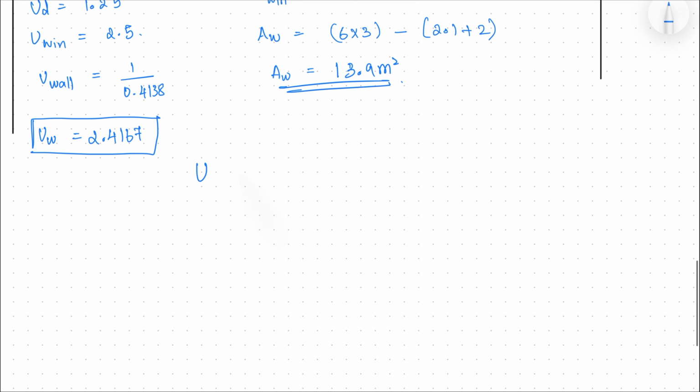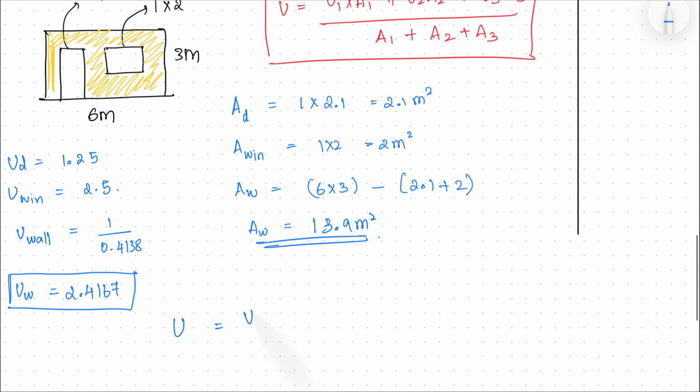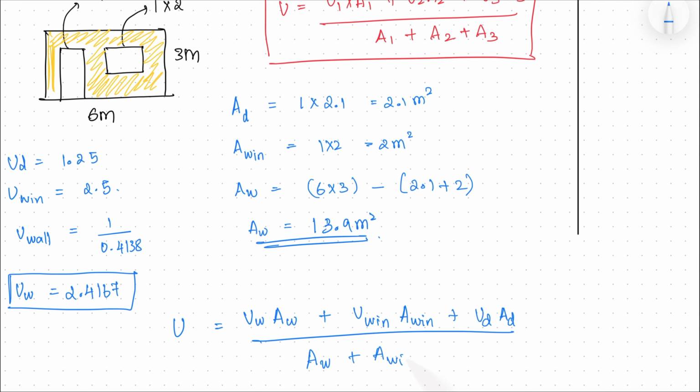So U value of the overall surface would be U value of the wall into area of the wall plus U value of the window into area of the window plus U value of the door into area of the door divided by area of the wall plus area of the window plus area of the door.